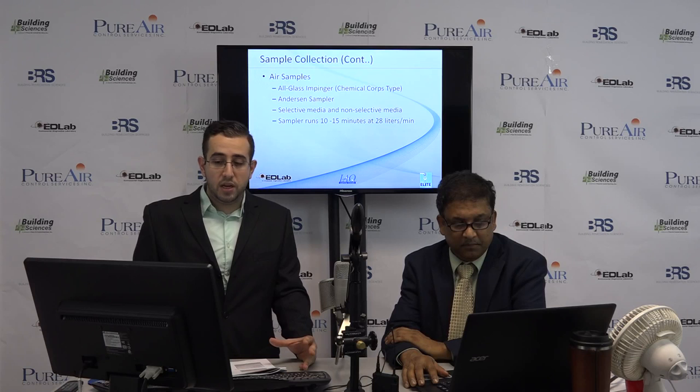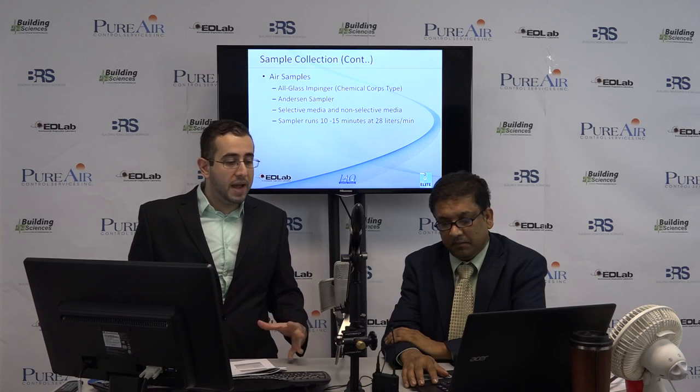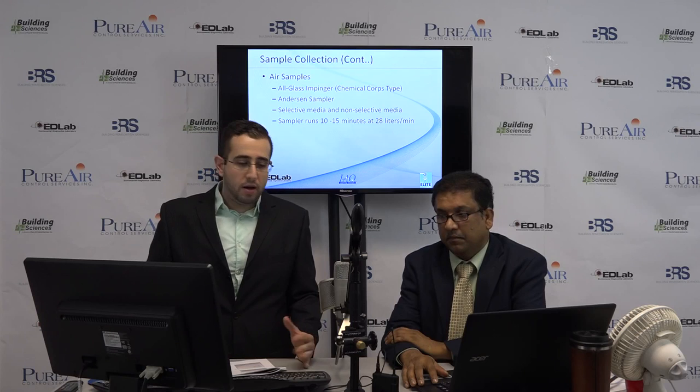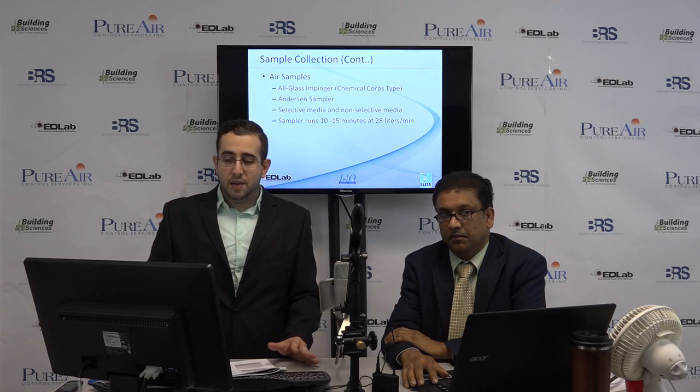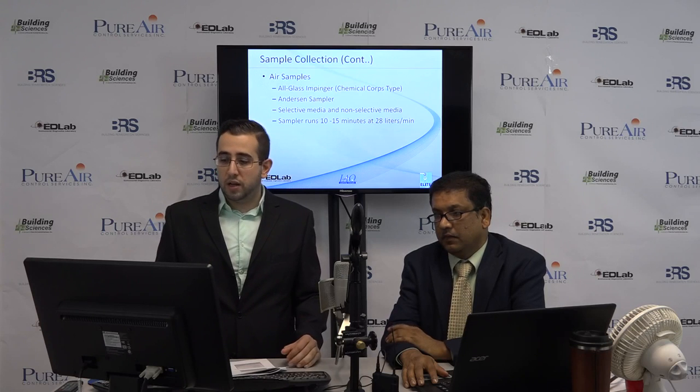Typically you want to use selective media when it comes to Legionella, because it will help to inhibit other bacteria. It will help to find the Legionella or to detect it without interference from other bacteria. And when you do an air sample, you do want to run it for about 10-15 minutes at about 28 liters per minute. That will help to get a better reading when it comes to detecting the Legionella.